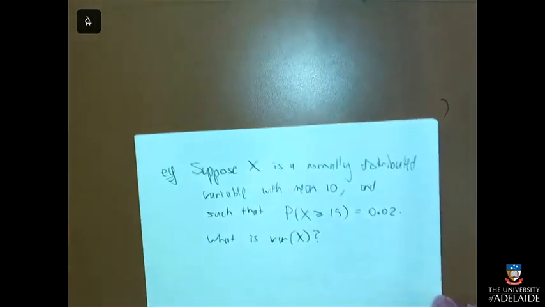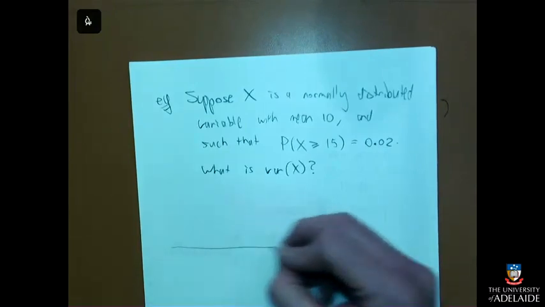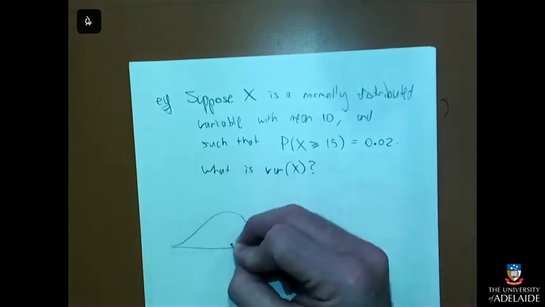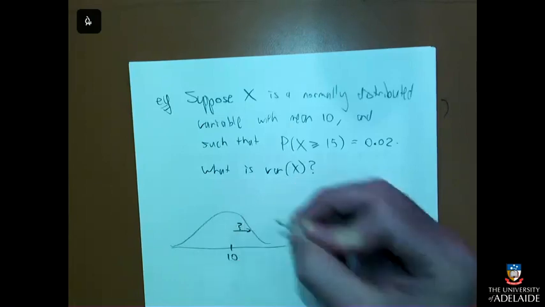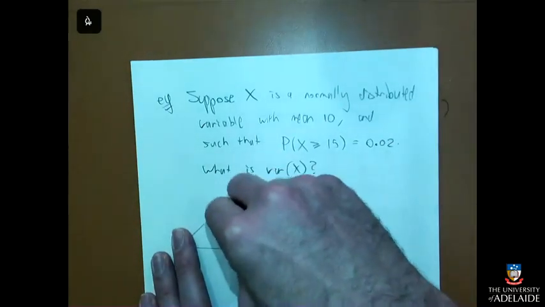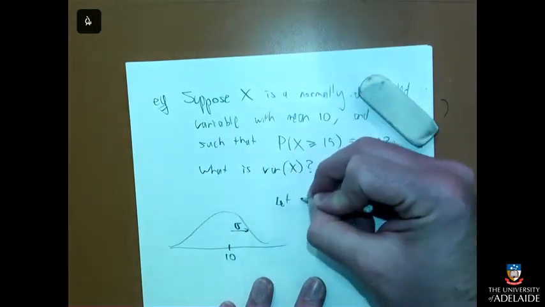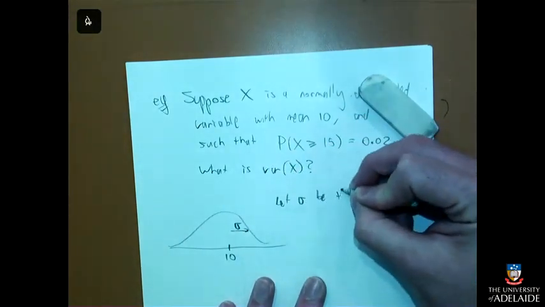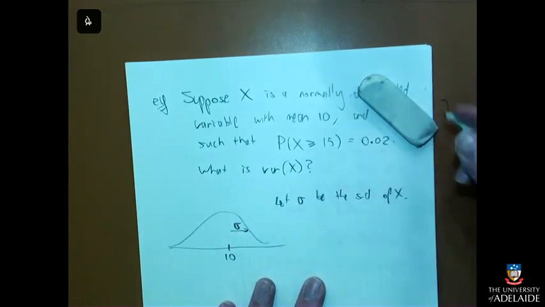So my first step in my problem solving, because I always do this for all problems of any kind, is to draw a picture. So this is my X. It's got a mean of 10 and a standard deviation of, well, I don't know what that is. All right, I might even call it sigma until I know what it is. The standard deviation of X.